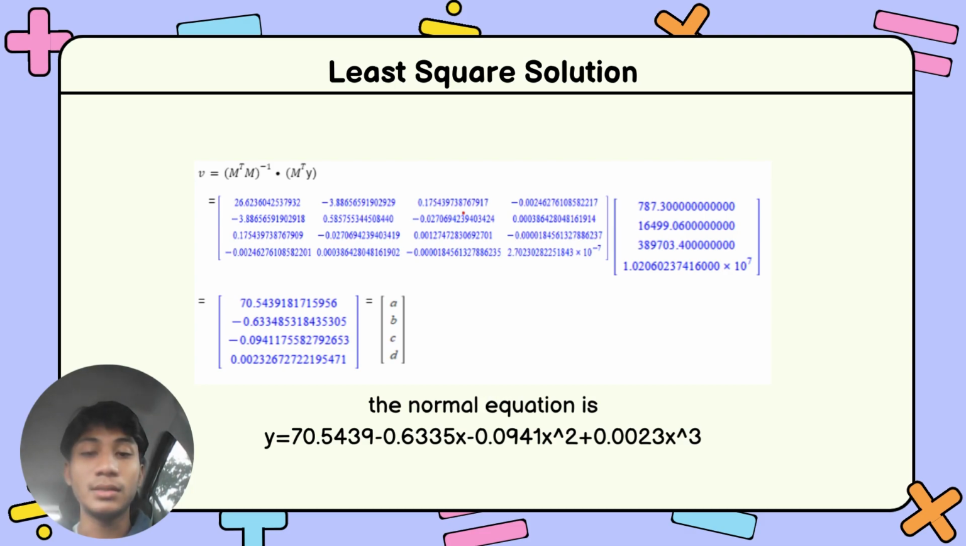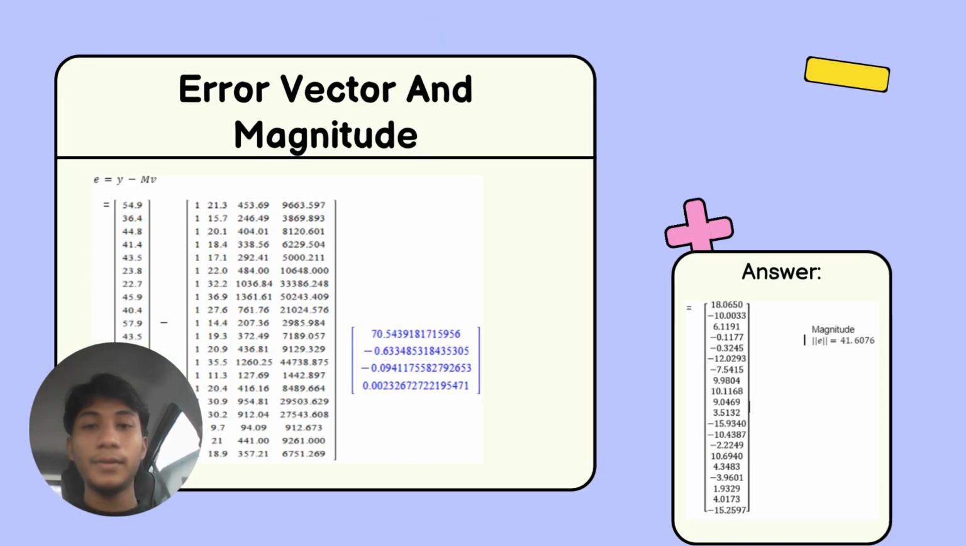70.5439 minus 0.6335x minus 0.0941x squared plus 0.0023x cubed. Next, to find the error vector matrix, we use the formula y minus Mv, and we will get the answer as shown below. And next, we need to find the magnitude of the error vector, and we will get the answer 41.6076.